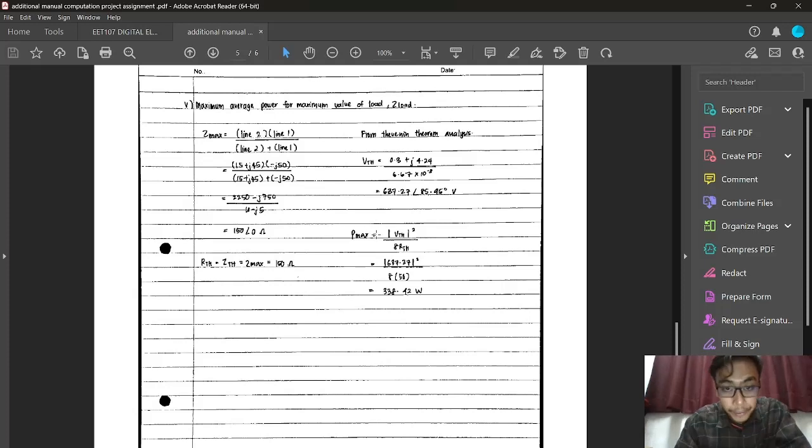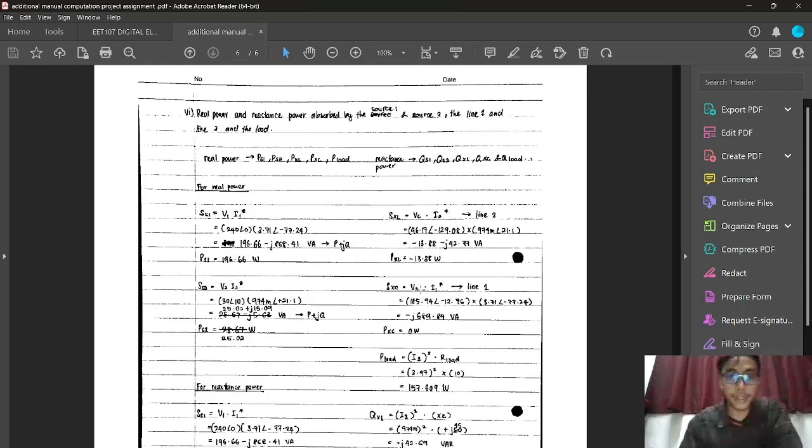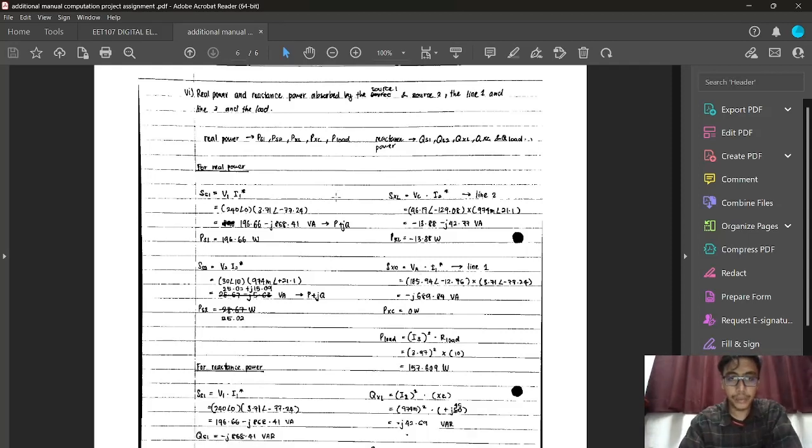So for the Pmax, I'm using the formula VTH squared (Thevenin voltage to the power of 2) over 8 times R Thevenin. So I get 338.42 watts. The last question is to find the real power and reactance power absorbed by source 1 and source 2, line 1 and line 2, and also the load.